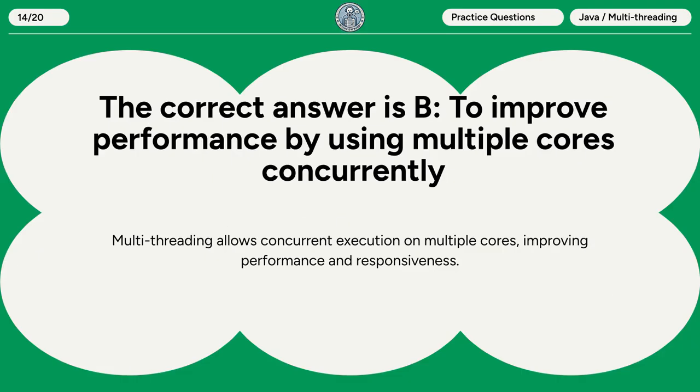The correct answer is B. To improve performance by using multiple cores concurrently. Multi-threading allows concurrent execution on multiple cores, improving performance and responsiveness.